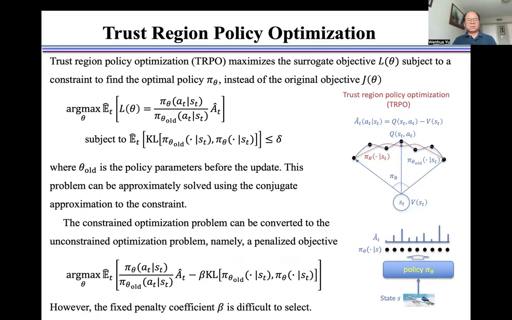This problem can be approximately solved using the conjugate gradient approximation to the constraint. The constrained optimization problem can be converted to an unconstrained optimization problem, namely a penalized objective, as shown here. However, the fixed penalty coefficient beta is difficult to select.